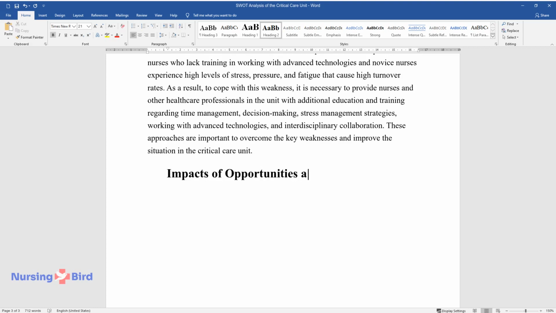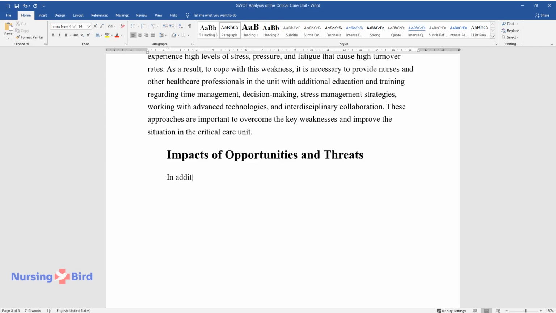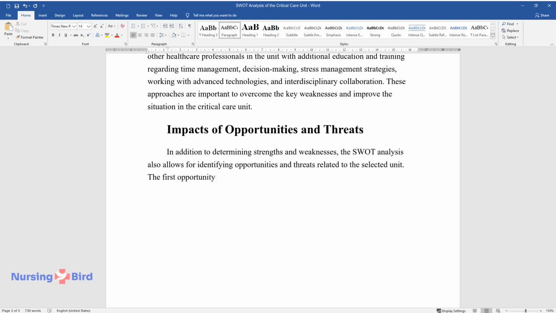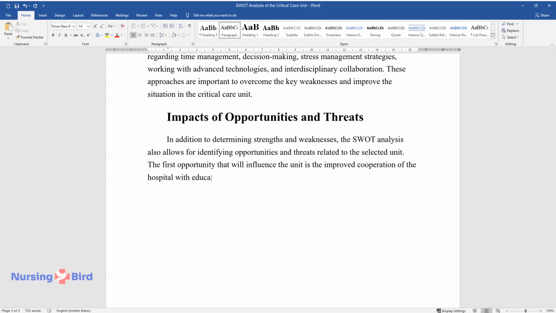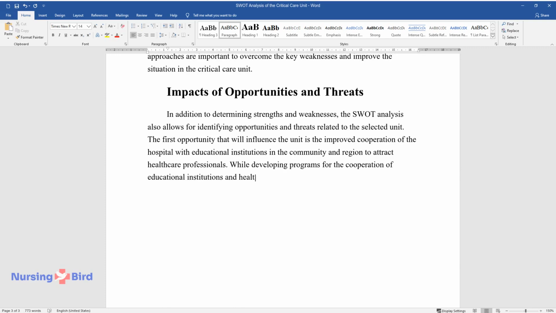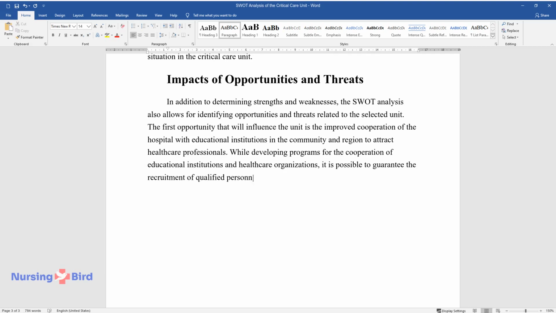Impacts of opportunities and threats. In addition to determining strengths and weaknesses, the SWOT analysis also allows for identifying opportunities and threats related to the selected unit. The first opportunity that will influence the unit is the improved cooperation of the hospital with educational institutions in the community and region to attract healthcare professionals. While developing programs for the cooperation of educational institutions and healthcare organizations, it is possible to guarantee the recruitment of qualified personnel trained according to the hospital's needs and expectations.